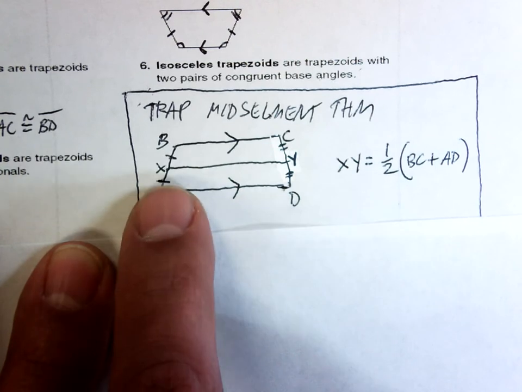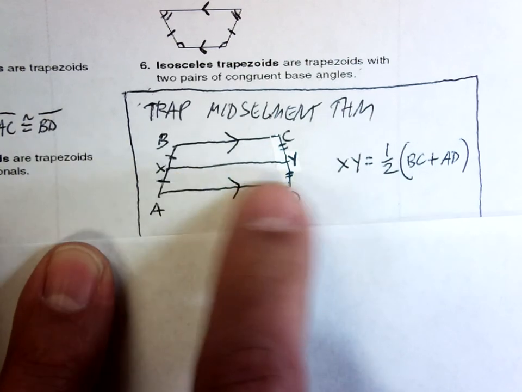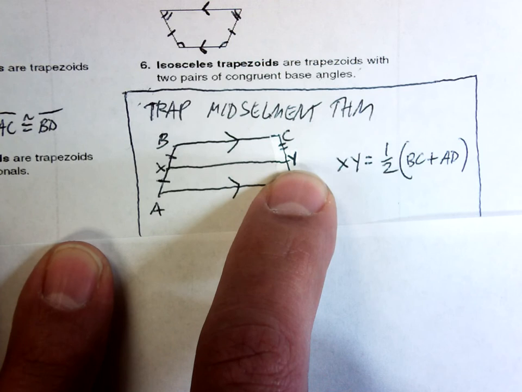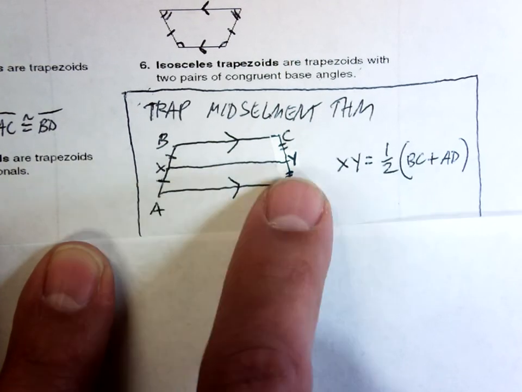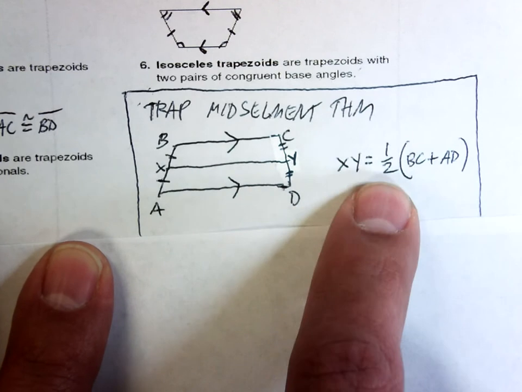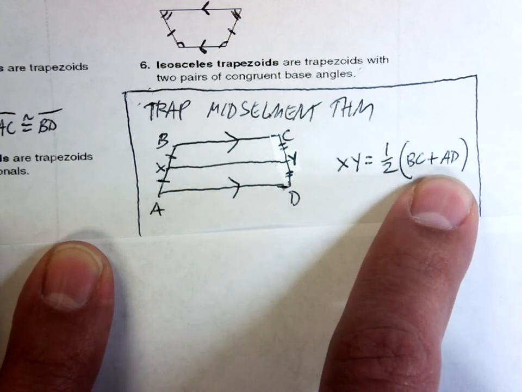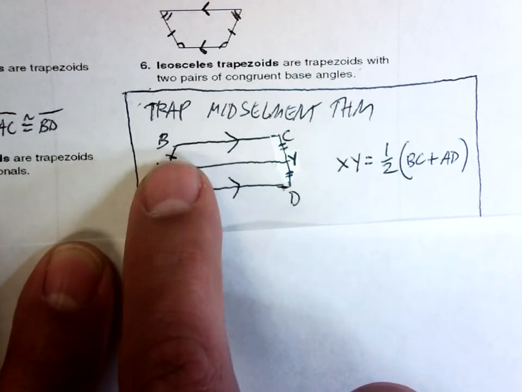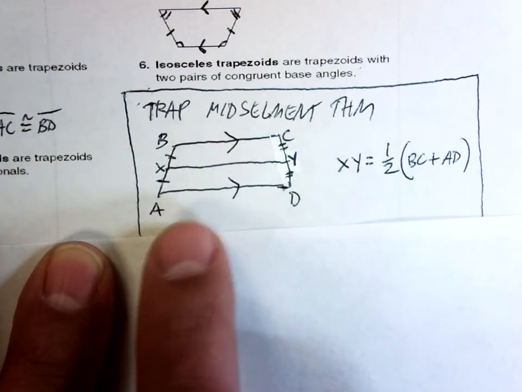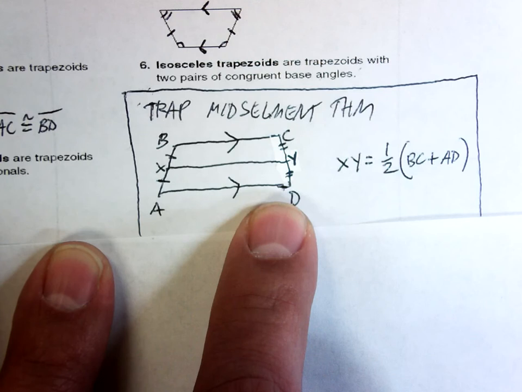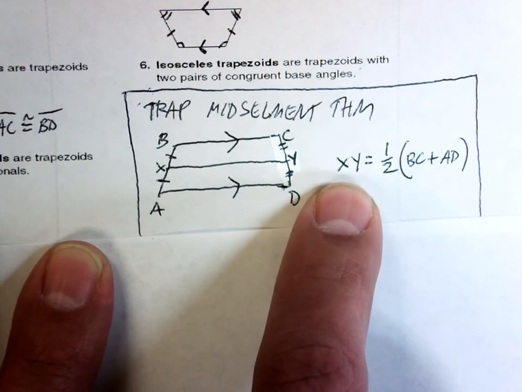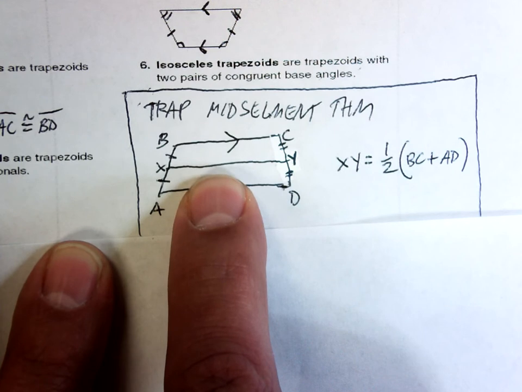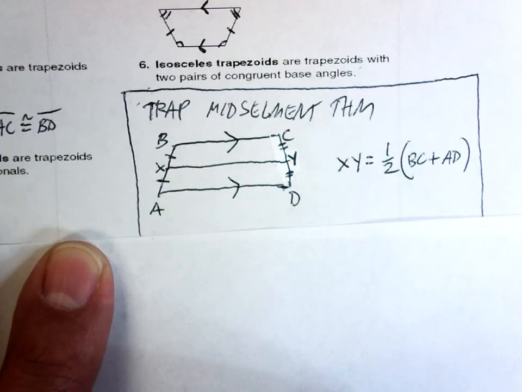So I just called my mid-segment XY. And the way I can figure out how long XY is, the mid-segment, is half the sum of the two bases. So add up the two bases. So in this picture, I would add up the length of BC plus the length of AD, multiplied by 1/2 or divide by 2, same thing, and that will be equal to XY, the mid-segment. Okay, so this is kind of important.